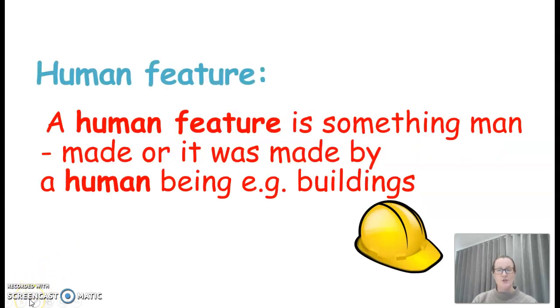So, a human feature is something that is man-made, so that as humans we created. For example, a building. So the school building that we go to is man-made, we created it. And if you have a little think about other things that might be man-made, other buildings, maybe where you live, the house or the flat, the accommodation that you live in, that is a man-made feature. It's been made by humans.